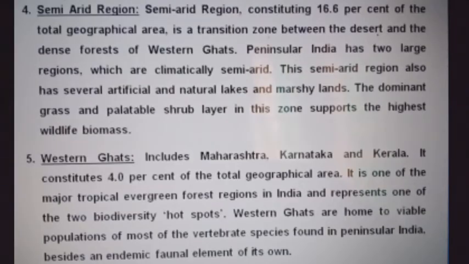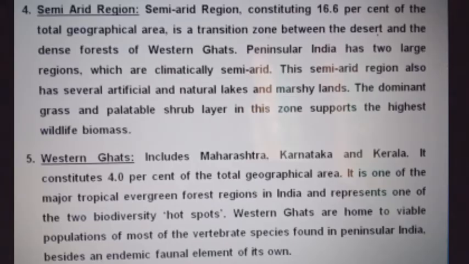Now the fourth one, that is Semi-Arid Region. Semi-arid region, constituting 16.6% of the total geographical area, is a transition zone between the desert and the dense forest of Western Ghats. The peninsula of India has two large regions which are climatically semi-arid. This semi-arid region also has several artificial and natural lakes and marshy lands. The dominant grass and palatable shrub layer in this zone supports the highest wildlife biomass.